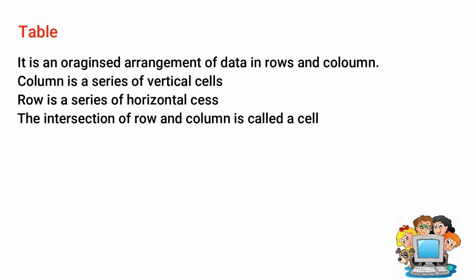And now row. A series of horizontal cells in a table is known as row. The intersection of a row and a column is called a cell. The intersection of both row and column is known as a cell.